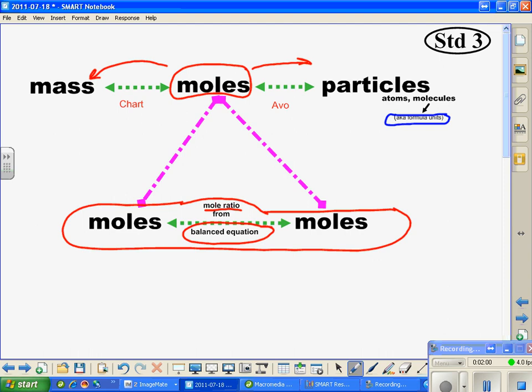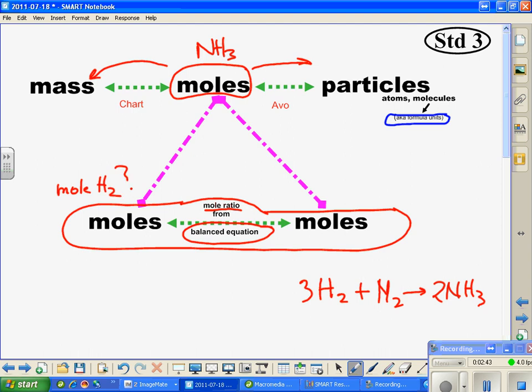Okay, so if I originally gave you something as ammonia, moles of ammonia molecules, and I had an equation that said hydrogen plus nitrogen is going to give me ammonia, and I'd have to have something like this, 3 and 2 to balance. And I gave you ammonia, and I wanted you to find moles of hydrogen required. Moles of hydrogen, please. How do I do that? What's the ratio that's going to let me make that conversion?